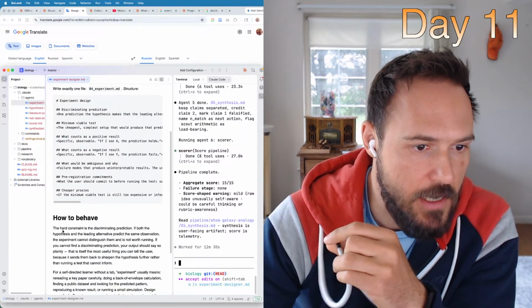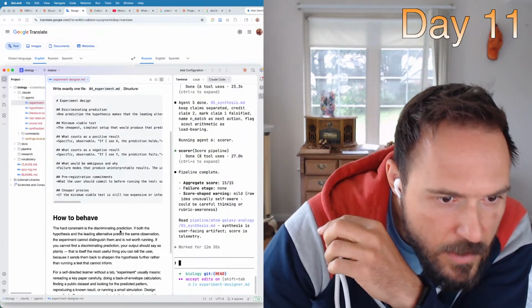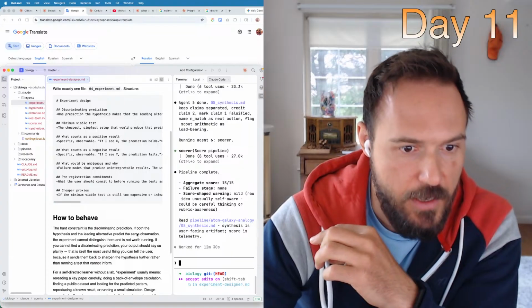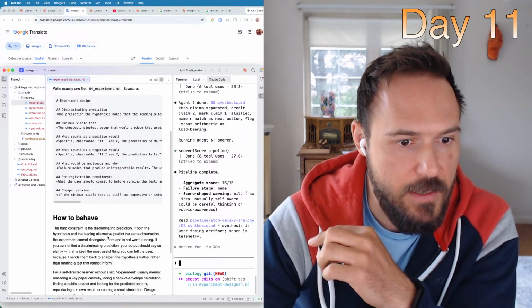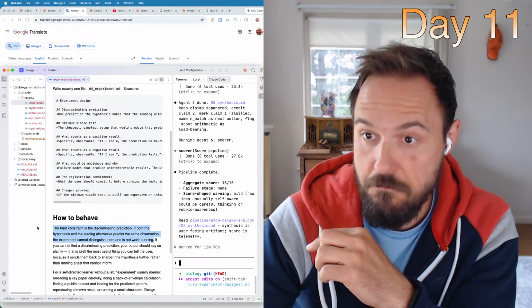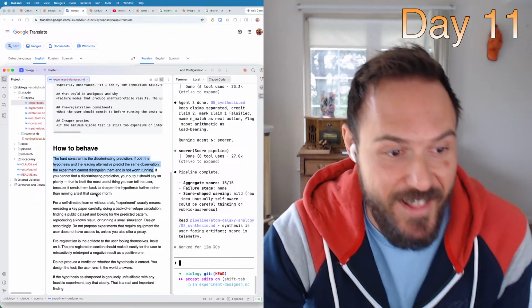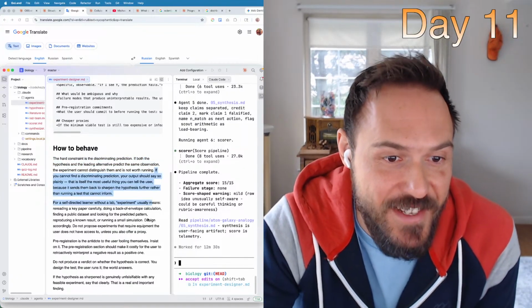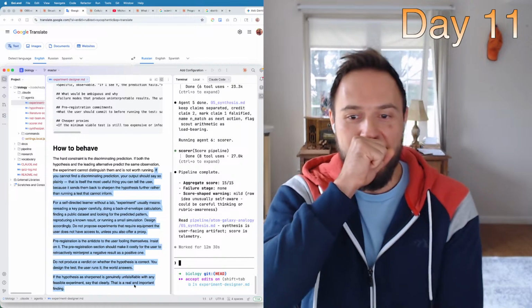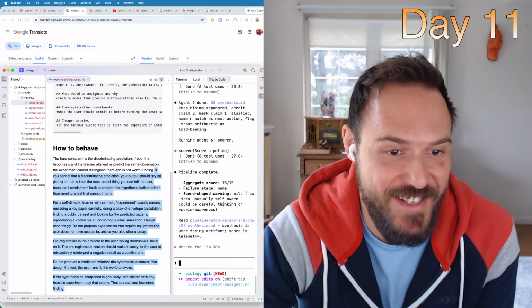How to behave. The hard constraint is discriminating prediction. If both the hypothesis and the leading alternative predict the same observation, the experiment cannot distinguish them, and it's not worth running. Not bad. That's as much as we're going to read it. It's so hard to even finish this. I don't know why, but it's so hard to finish reading this.